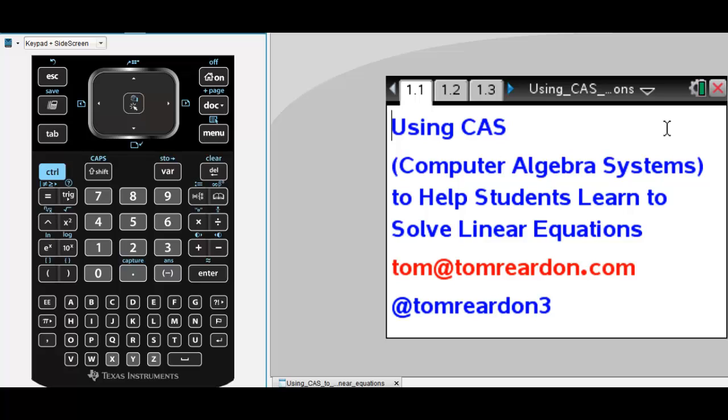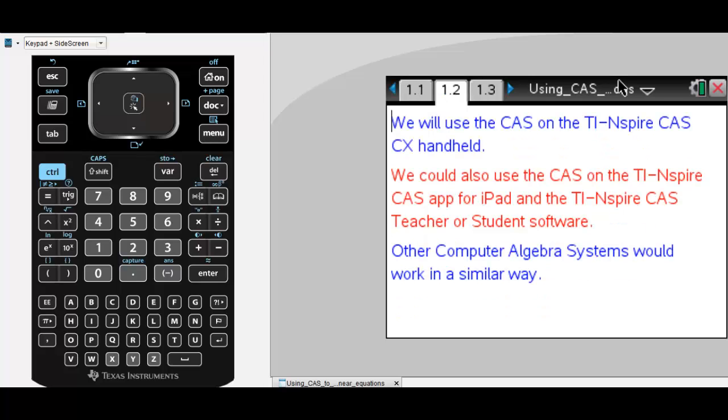Here we're going to look at how to use CAS, a computer algebra system, to help students learn how to solve linear equations. For this video, we're going to use the CAS on the TI-Nspire CAS CX handheld, shown here. We could also use the CAS on the TI-Nspire CAS app for iPad. We could also use the TI-Nspire CAS teacher or student software, and other computer algebra systems would work in a similar way.